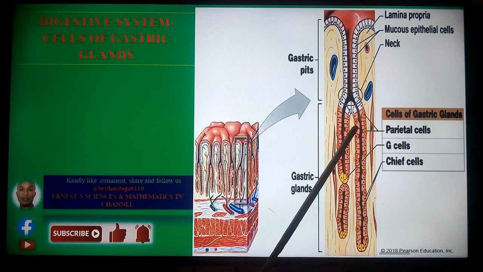So basically, this is going to be the final details of the lining of the stomach. And as we have discussed the various aspects of the gastric pits and the glands, they are going to be playing a vital role in the final details of the concept of digestion.